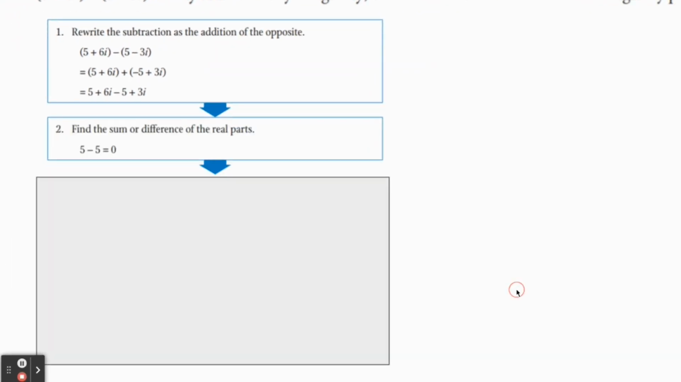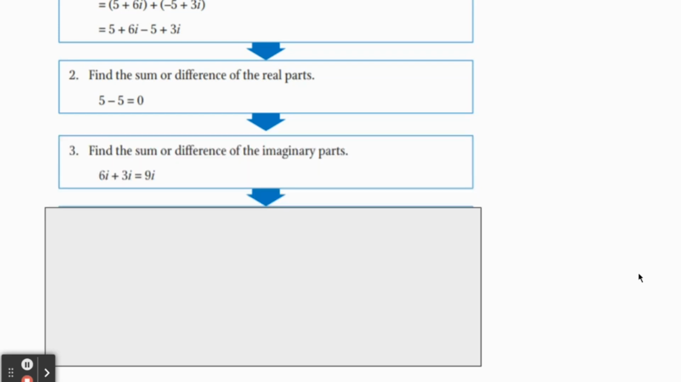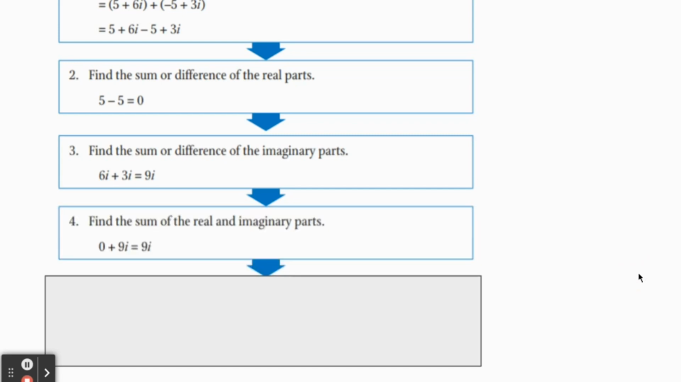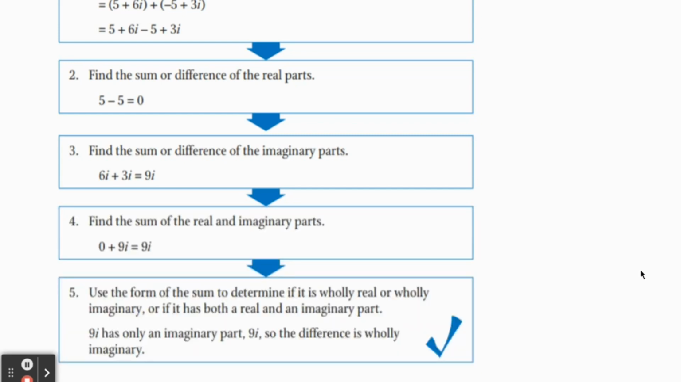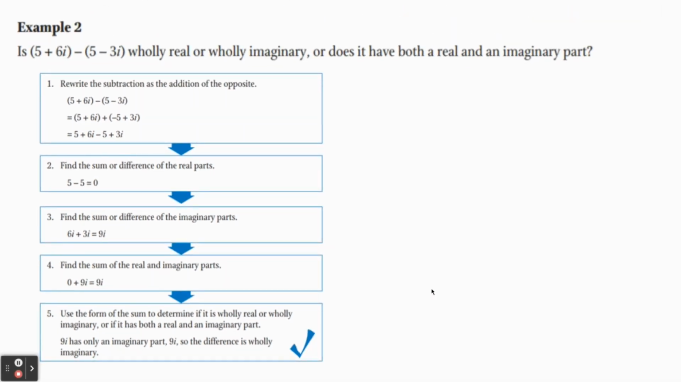And now we can combine like terms. So 5 minus 5 is 0. So it looks like we just lost our real part. So the real part's going to be 0. The imaginary part's going to be 9i. So really this is going to be wholly imaginary. The whole thing's going to be imaginary because we lost the real component.